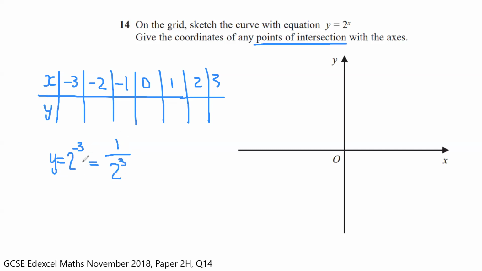So rather than this being 2 to the power of -3, we can write this as 1 over 2 to the power of 3. As I said, hopefully you're all aware that 2 to the power of 3 is 2 times 2 times 2, which is 8. So we can write this as 1 over 8. So here we've got 1/8. Obviously, you could turn this into a decimal and say that it's 0.125, but we don't need to. We can just leave it as a fraction for now, and that's absolutely fine.